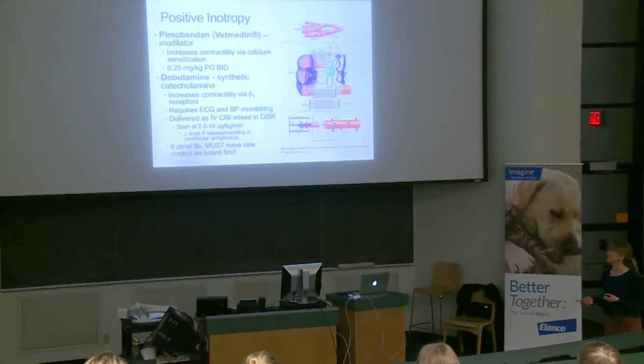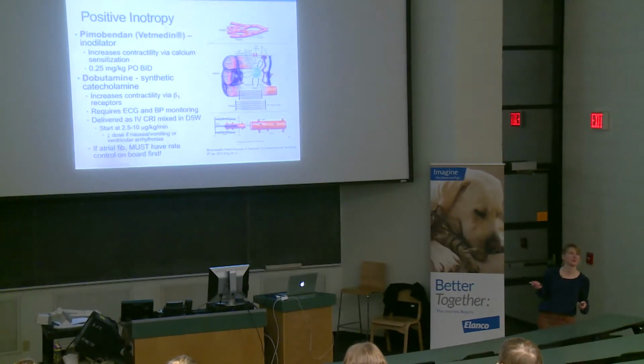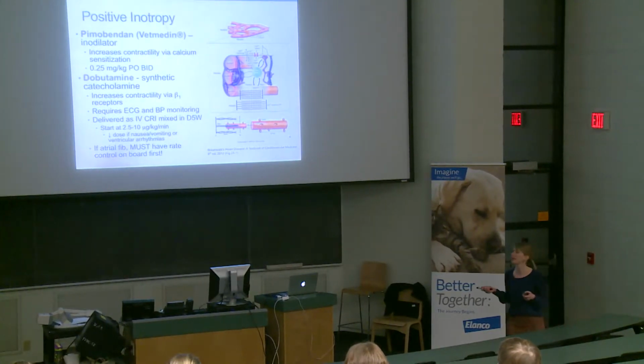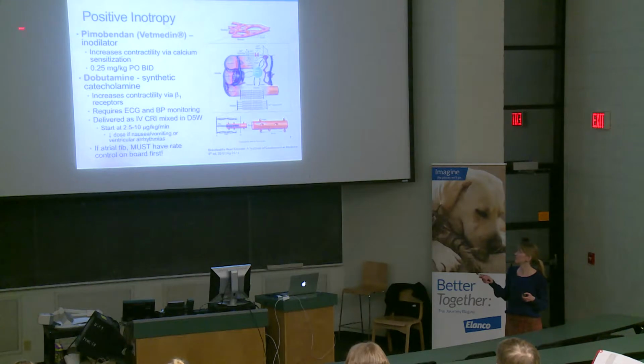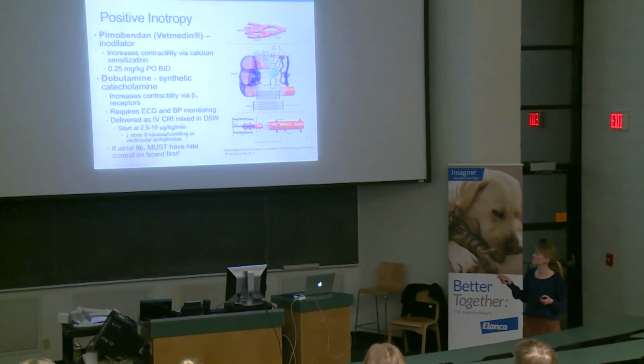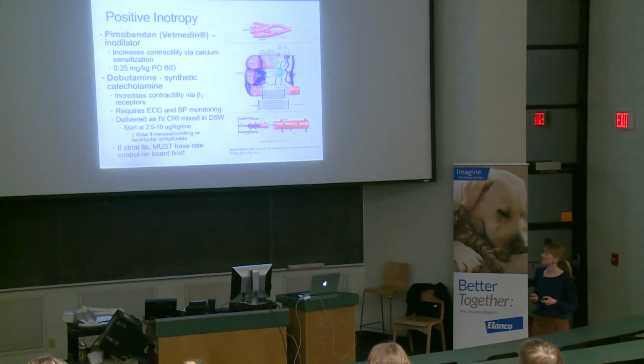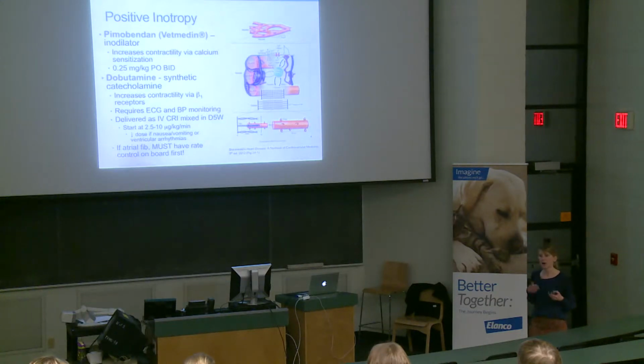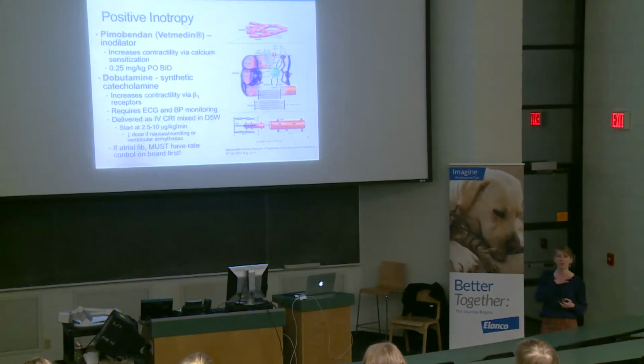And we'll see how. So lastly, positive inotropes. What are the drugs that we're talking about there? Probably the newest kid on the block, although it's not so new anymore, is pimobendan or Vetmedin. And it's an inodilator, so it's a positive inotrope and vasodilator. It increases contractility via calcium sensitization, and I think a lot of you probably have experience with that drug now.